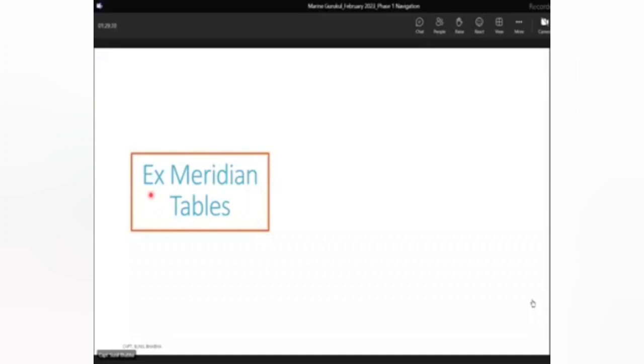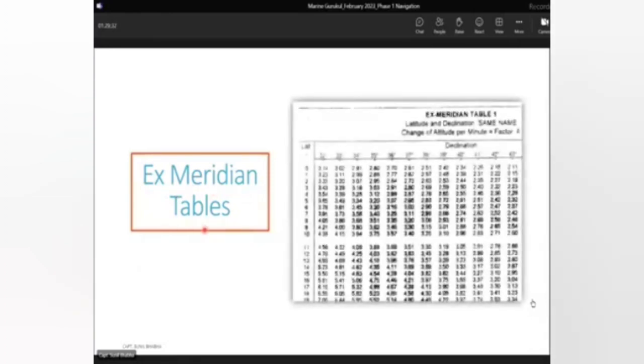Now, how to find the X meridian limit? For finding the X meridian limit, we have the X meridian tables. They are there in the Norie's tables. Let me show the tables to you. You can see the X meridian table 1 on the slide now. There are a total of 4 X meridian tables: table 1, table 2, table 3 and table 4.